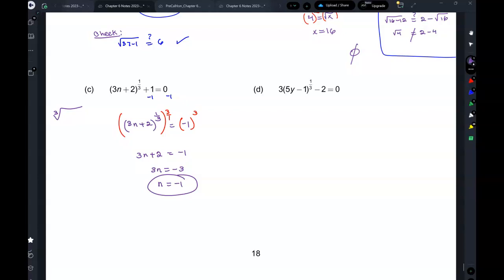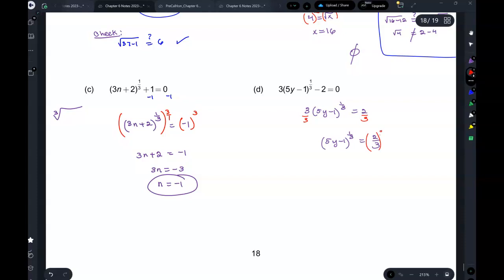Okay, let's take a look at the next one. So let's add 2. Okay, so now divide by 3, divide by 3. So (5y minus 1) to the power of 1/3 is 2/3. Now I raise it to the power of what? 3 over 1. So I get 5y minus 1 is equal to 8 over 27, right?